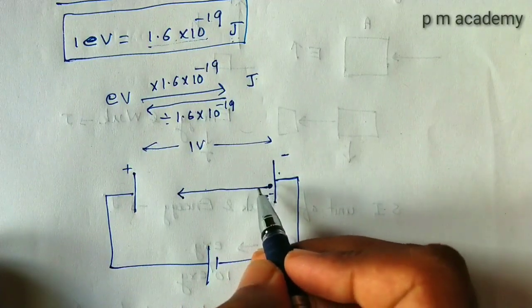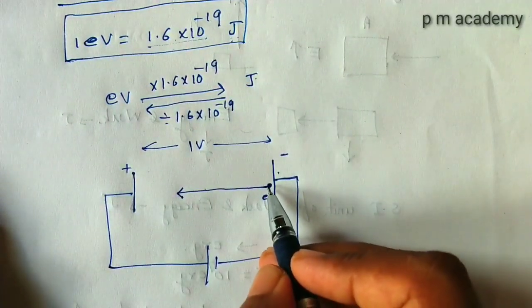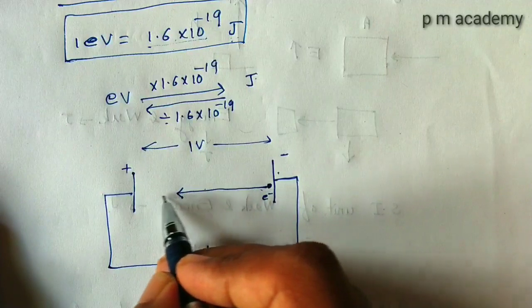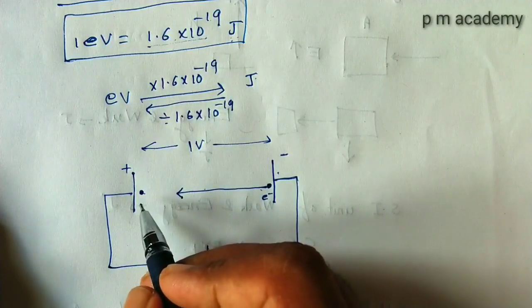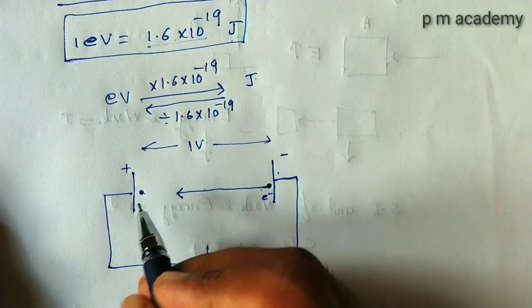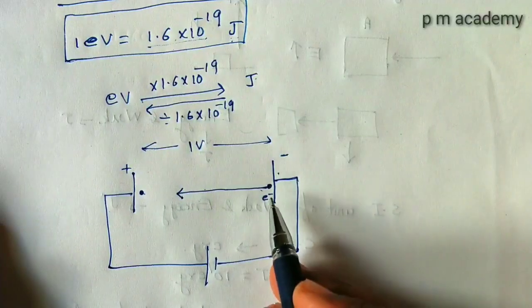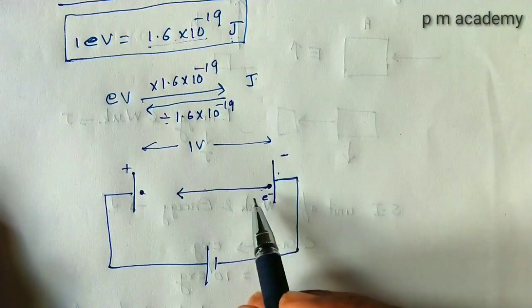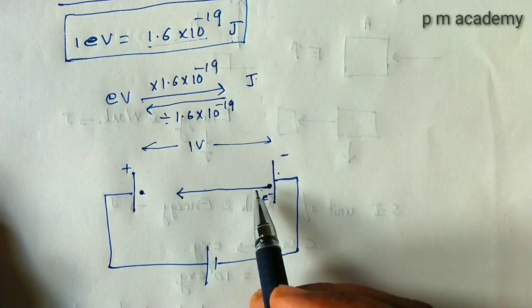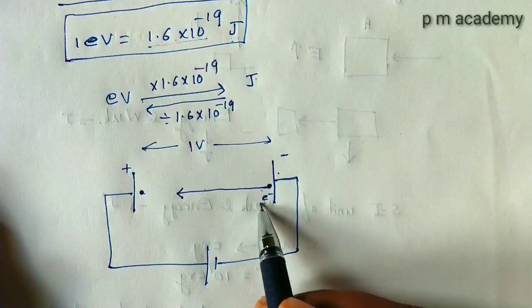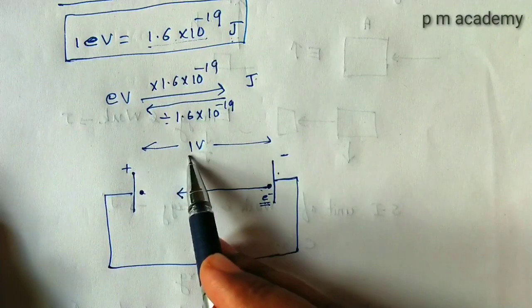You know that if you are applying a force to an object, it will accelerate. Its velocity will increase and it will reach here with a particular velocity. It is attaining kinetic energy. If you are moving with a velocity v, it possesses some kinetic energy. The amount of energy acquired by this electron is known as 1 electron volt. That means 1 electron volt is the energy possessed by an electron when it is accelerated through a potential difference of 1 volt.